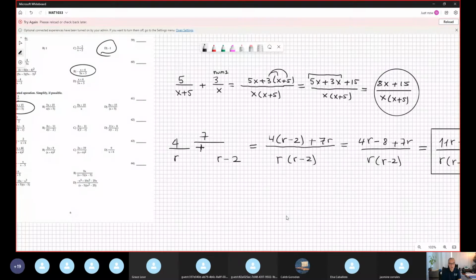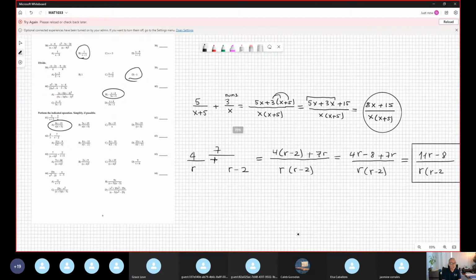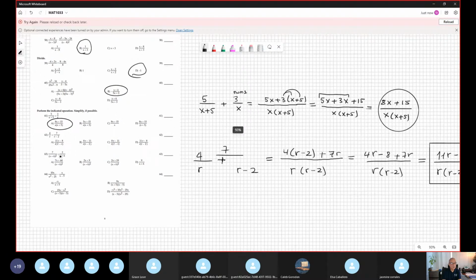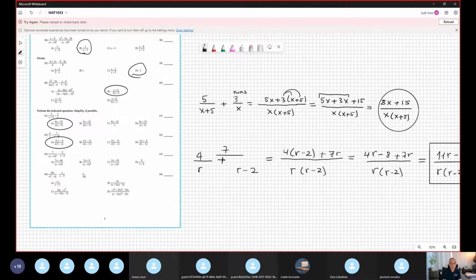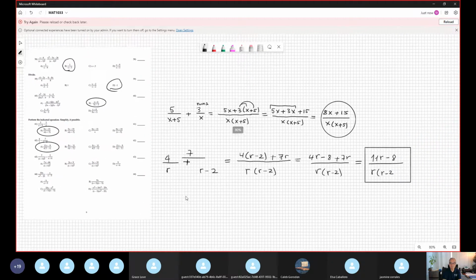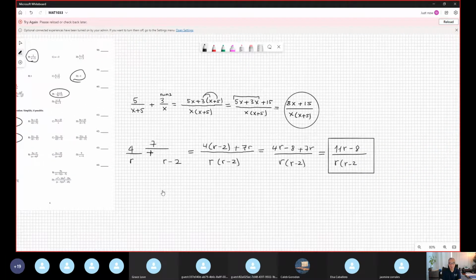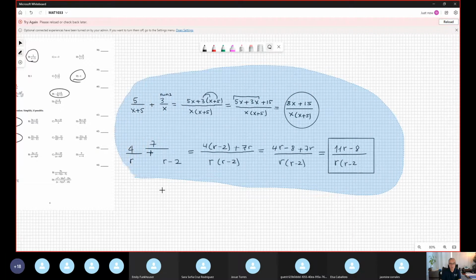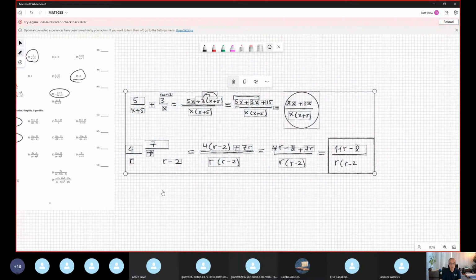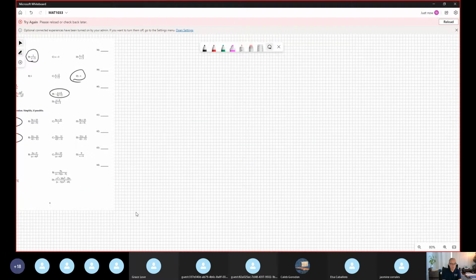I suppose that is the answer. I'm checking. 11R minus 8, 11R minus 8. In the bottom, R minus 2 again. Super easy. Or complicated? Tell me. It's easy. Okay.